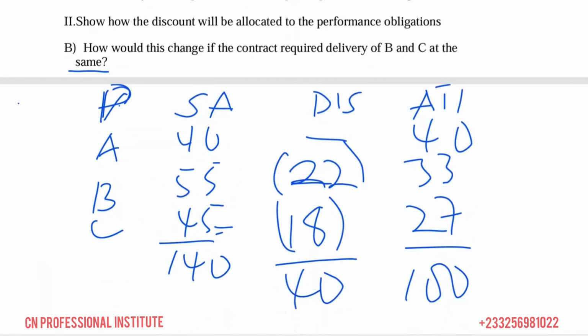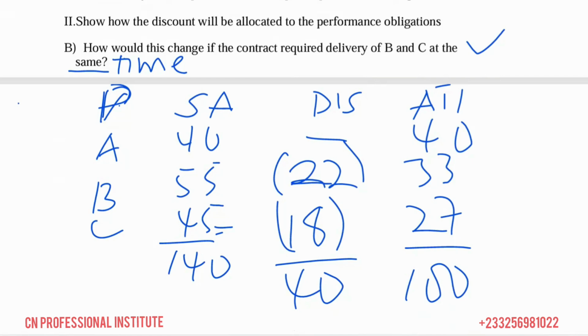Then let's solve B. B says, how would this change if the contract required B and C to be delivered at the same time? So we said if B and C are delivered at the same time, then B and C will form one. How would this change if the contract required delivery of B and C at the same time? Where B and C are delivered at the same time, they form what we call the same performance obligation. Are you following?